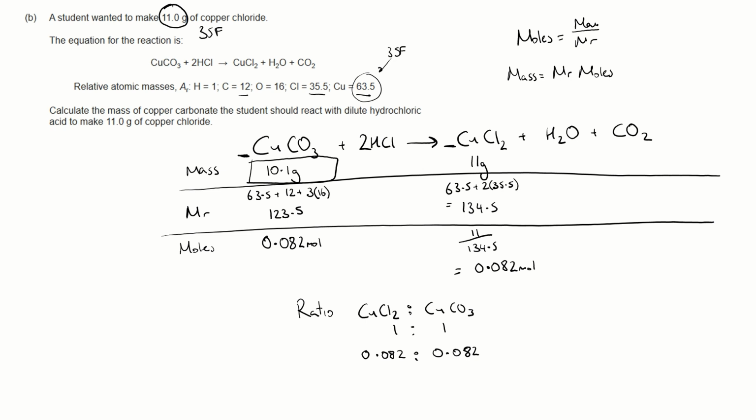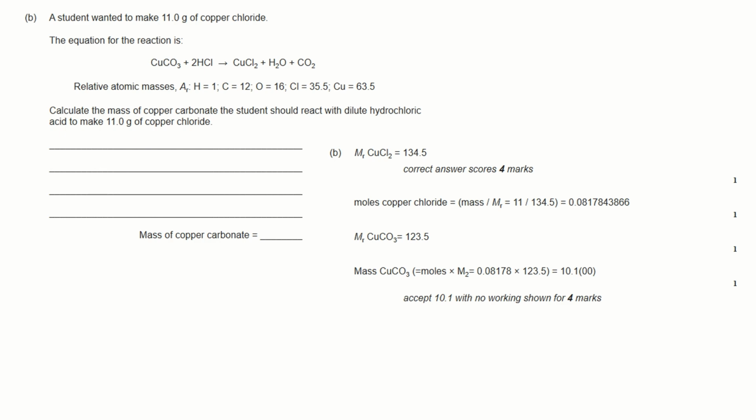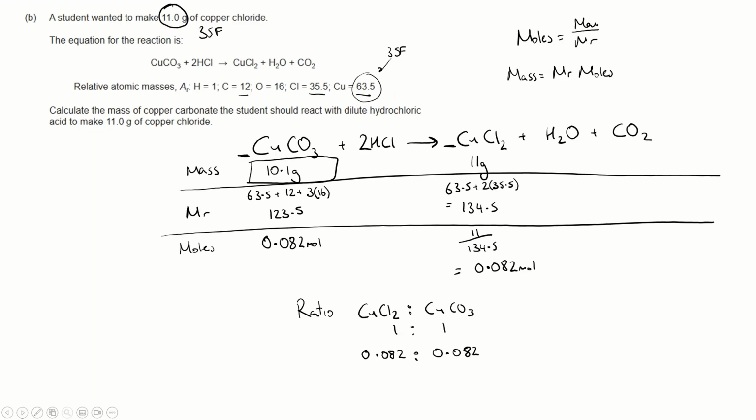10.1 grams. Right, we compare it with the mark scheme. Let's have a look. Mark scheme, they got 134.5 as their Mr, 123.5 as their Mr. They got 0.082 moles, and they got 10.1 as the final answer. Oopsie. We got the same thing, so tick. Well done.